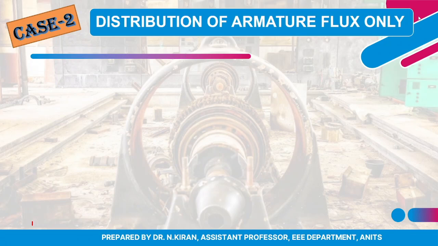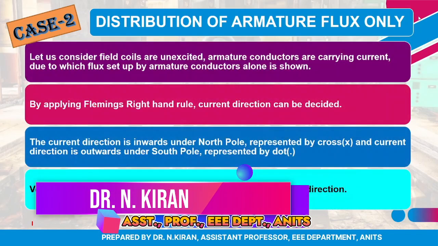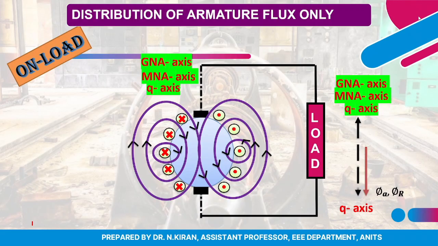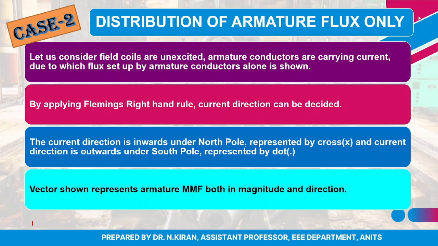In the second case, I will assume only the distribution of armature flux. Assuming that the main field coils are not excited, the distribution here is showing only the armature flux distribution. We can see that the armature is connected to the load, and on one side of the armature you have a cross indicated, and on the other side you have a dot indicated. One should remember that dot and cross are the current entry or leaving indications. If the current is going into the plane or into the board, we indicate that as a cross. If the current is coming out of the board or out of the plane, we indicate it by a dot.